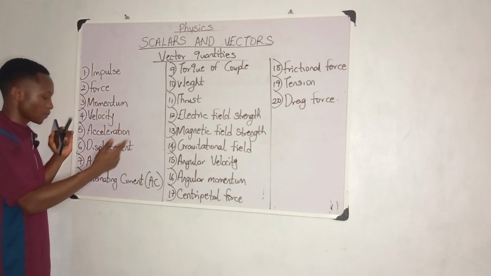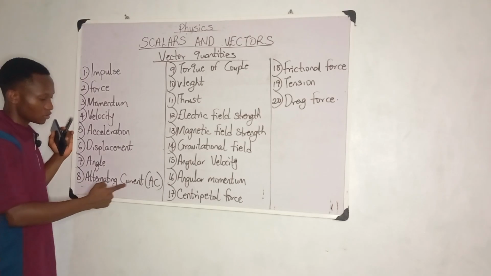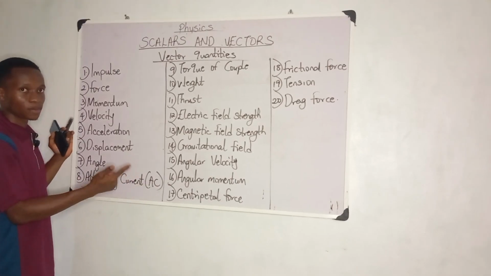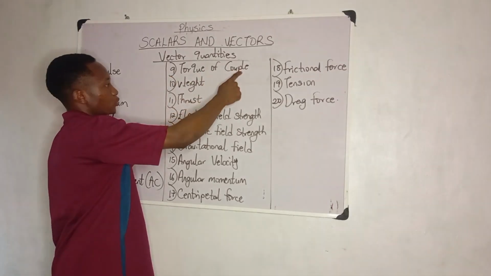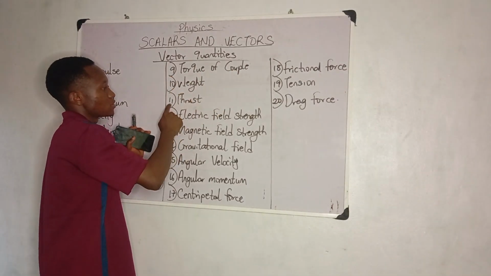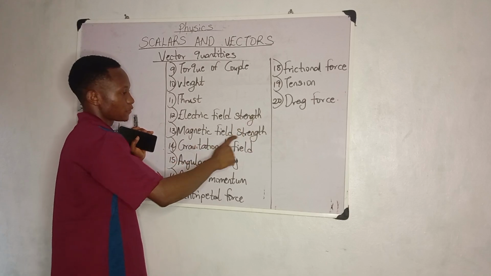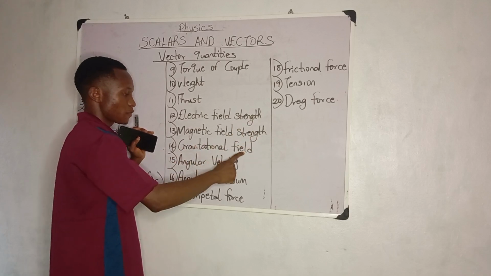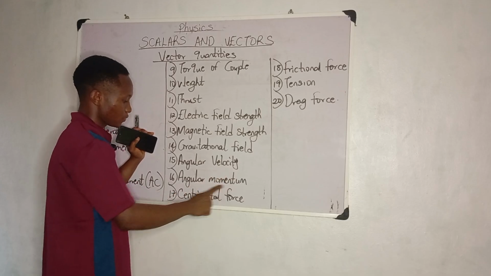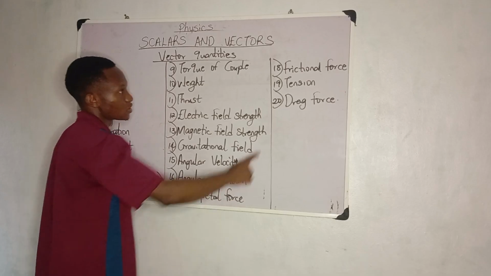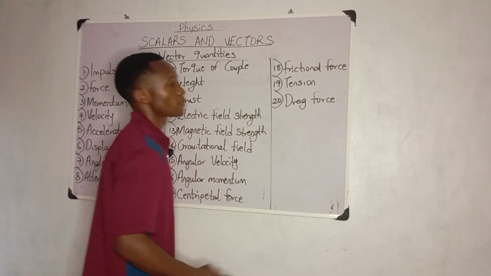So take note. This one is angle, the normal theta that you know. This is alternating current, which I talked to you about, the opposite of direct current. Now here is torque of couple. This is weight. This is thrust. This is electric field strength, magnetic field strength, gravitational field, angular velocity, angular momentum, centripetal force, frictional force, tension, drag force.